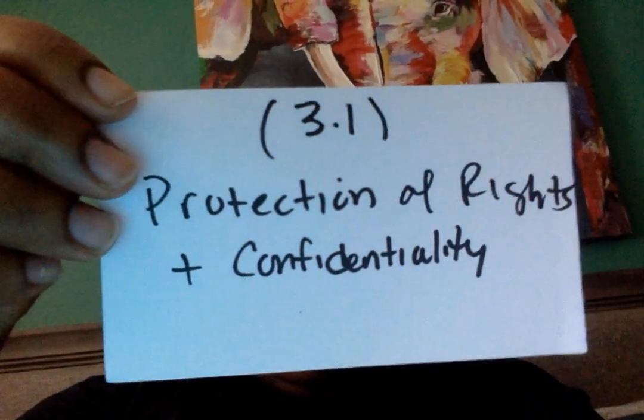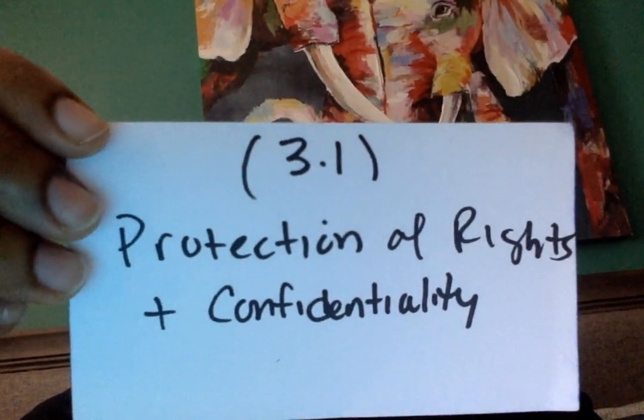Today I will be discussing ANA's Code of Ethics, sections 3.1 to 3.6, which is provision 3, and I will give nursing scenarios and state whether the scenario followed this section of the Code of Ethics or didn't follow this section. So first, we're going to start with section 3.1, which is protection of rights and confidentiality.